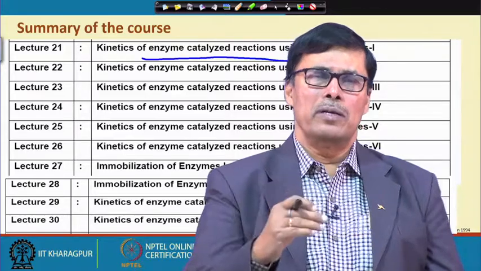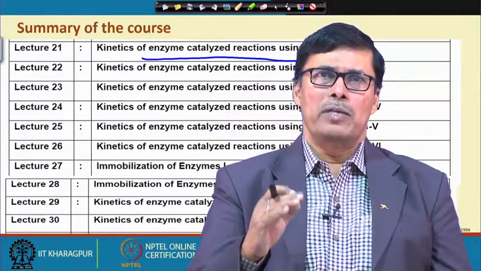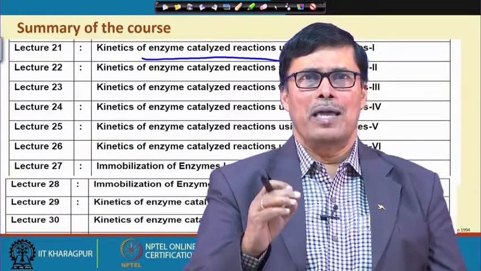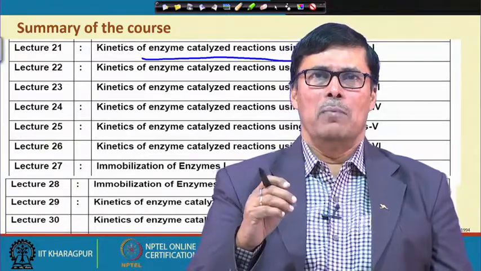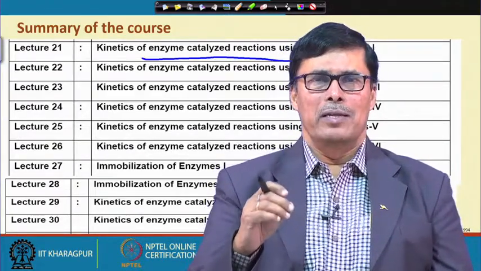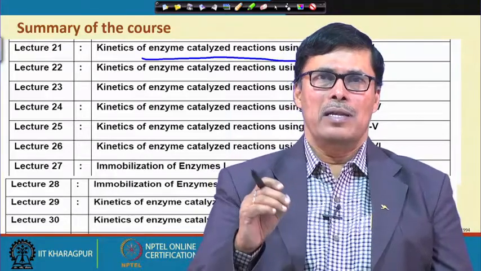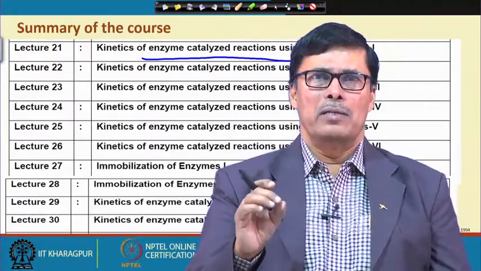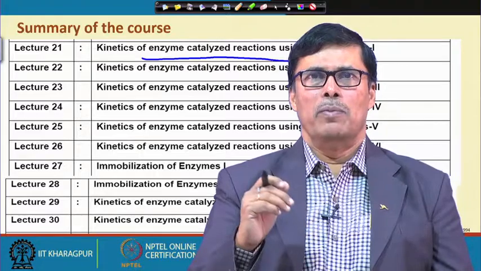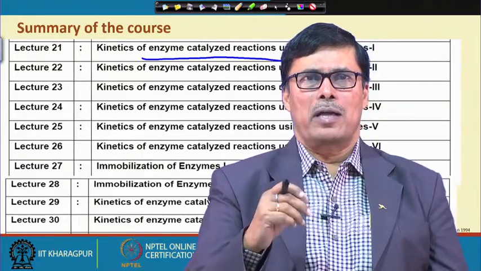Because on the basis of the inhibition, it is possible to estimate different types of chemicals present in the reaction mixture, particularly complex chemicals. I had given the example of pesticide, which is a very complex chemical that can be estimated with the help of the enzymatic reaction kinetics.